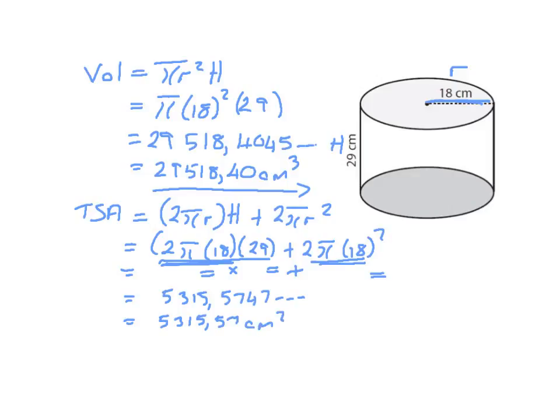That's how we calculate volume and total surface area of a cylinder. Area of its base times height will give me volume. Perimeter of its base times height plus 2 areas of the base will give me total surface area. Keep practicing.